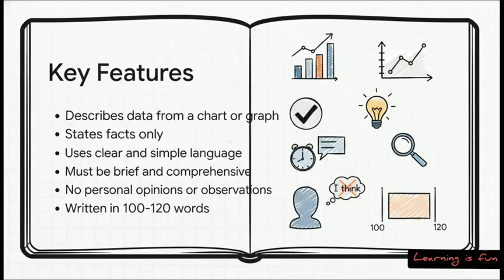Now this slide, this is your rule book. Think of it as your cheat sheet for success. You have to stick to the facts. So no, I think, or in my opinion. You want to use language that's super clear and simple. And here are the 2 biggest rules. You've got to stay within that 100 to 120 word limit and absolutely, positively, no personal feelings. You are a neutral reporter, just the facts.